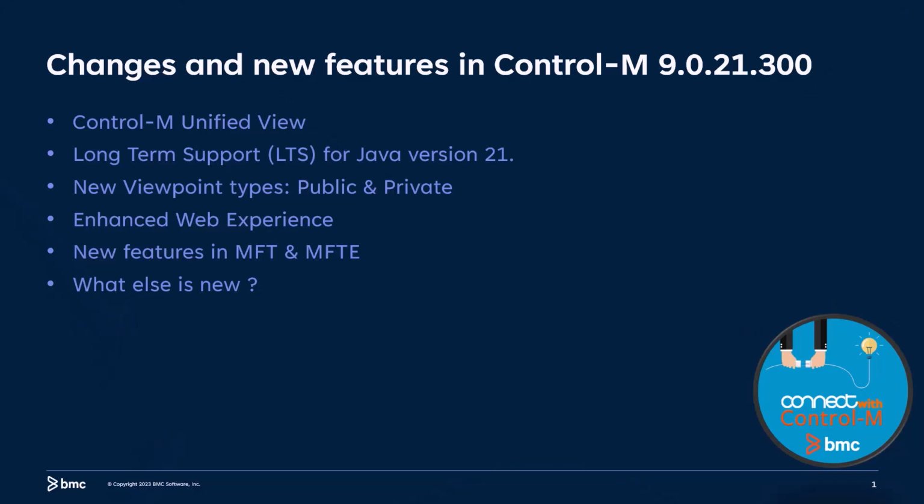Thanks for the introduction. Welcome to the first part of this Connect with Control M. My name is Martin Rabenberg and I am a technical support analyst with BMC. I will walk you through some of the most important changes and new features in Control M 9.0.21.300. These are the Control M Unified View, long-term support for Java version 21, new viewpoint types, public and private. Work has been done to further enhance the web experience. There are some new features in MFT and MFTE, and there are some other new features.